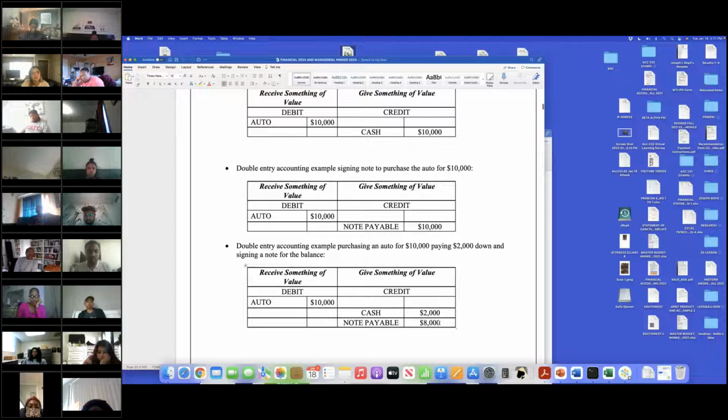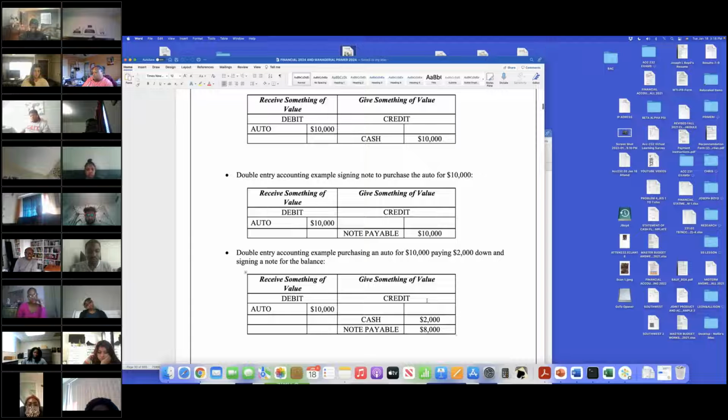There's a debit for what you got. There's a credit for what you gave up. The debits and credit amounts must always equal. So when you're making a journal entry, you will always have two accounts, a debit account and a credit account.